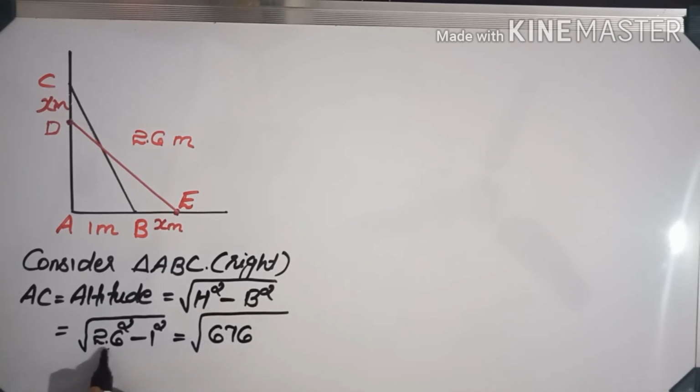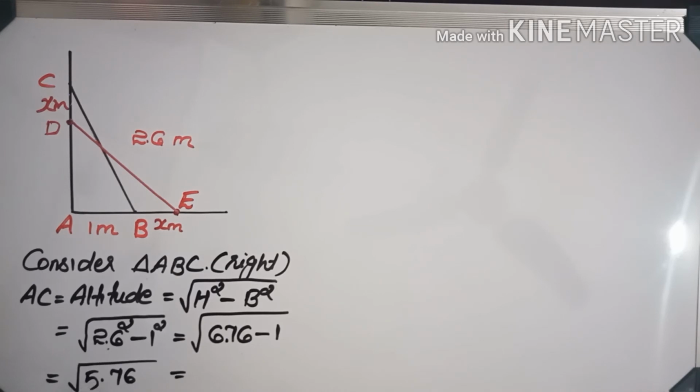676. Now here only one number after the point, but in the answer we need two numbers after the point. 6.76 will be the answer. Now minus 1 square, that is 1. Now 6.76 minus 1 will be 5.76.